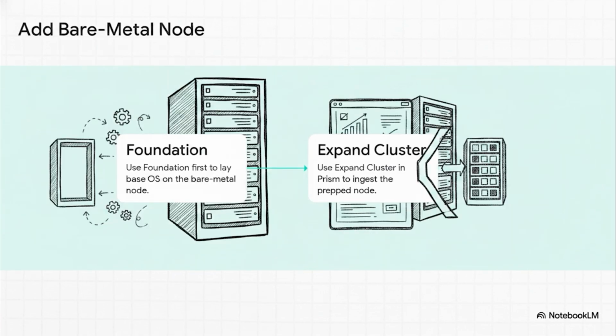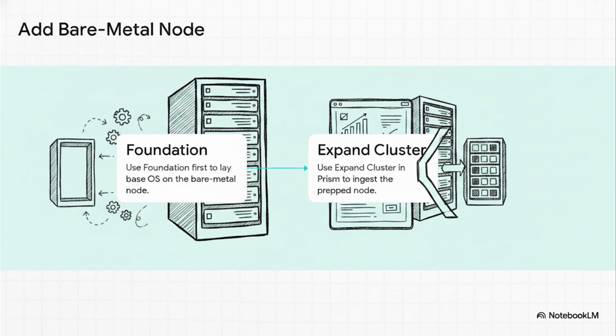Now, for example 2, which requires a bit more thought. You have a running cluster and your company buys a bare metal, non-Nutanix OEM node that you need to add to it. You might naturally think, hey, I'm adding to a cluster, so I'll just use expand cluster.